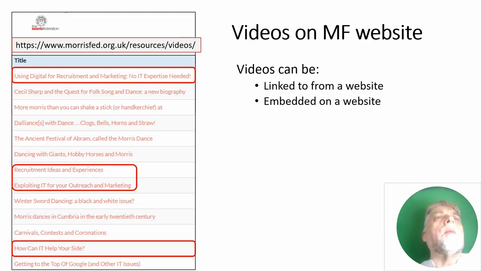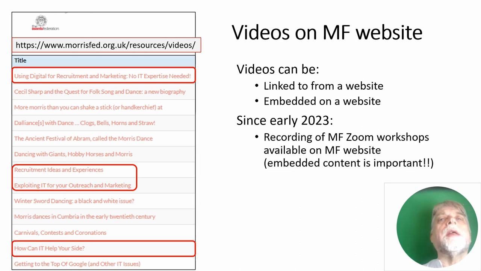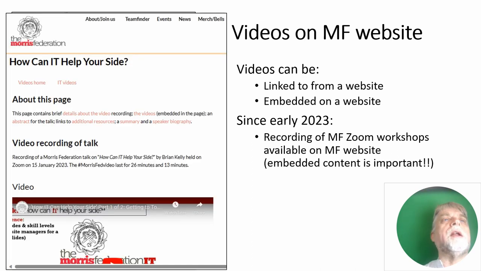Now, I mentioned the value from the Swanage Festival of having a video not just on the YouTube channel, but also on a website as well. You can embed videos on the Morris Fed website, and we already do this. We've been recording videos of Zoom workshops, and initially those were just on the YouTube channel, but now they are on our website as well. So here's the video here. There is value in having multiple entry points to the same content.